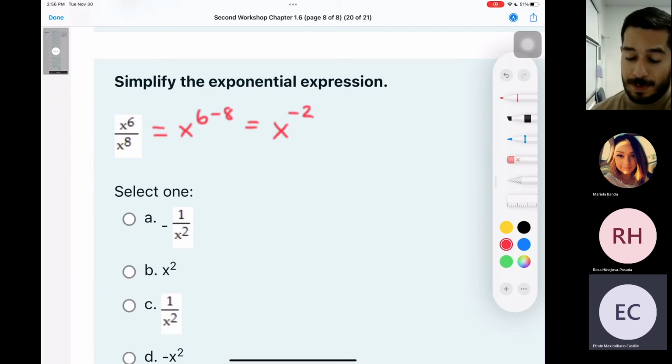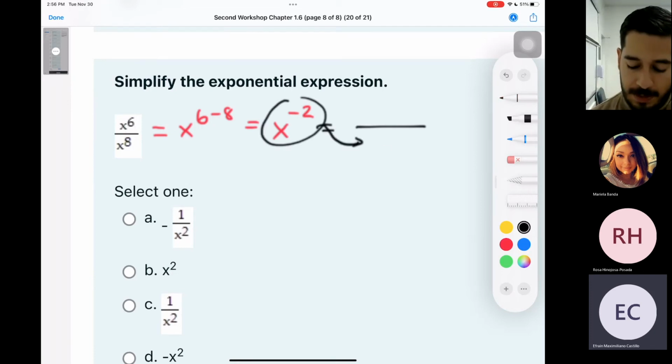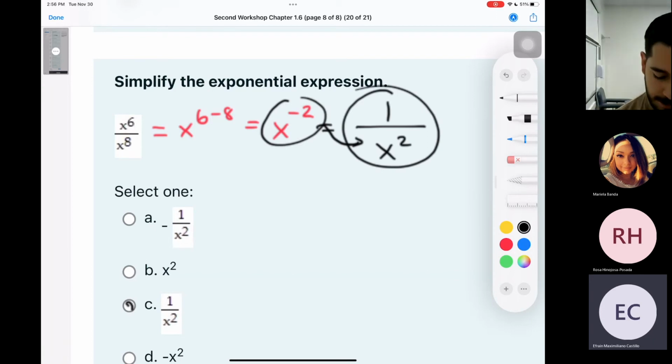Once you have a negative exponent, what do you have to do? Send it to the other side of the fraction. So this is on the top, I'm going to send it to the bottom of the fraction. That should be my result.